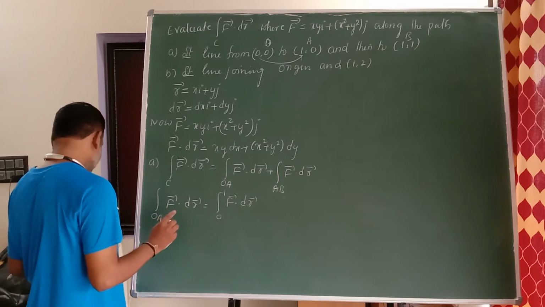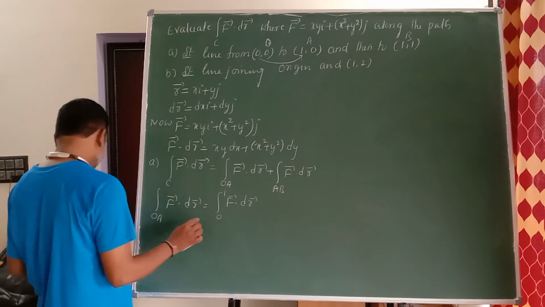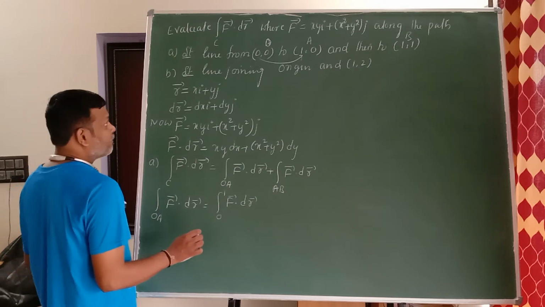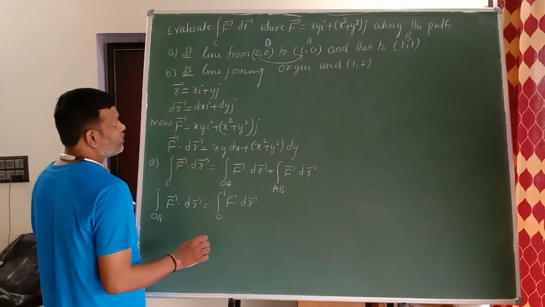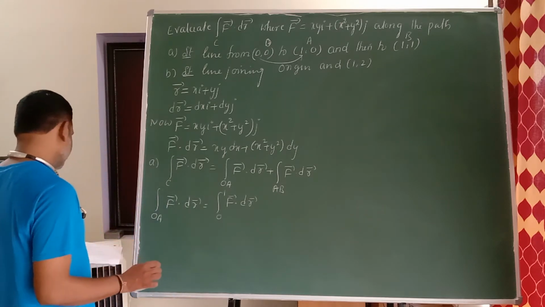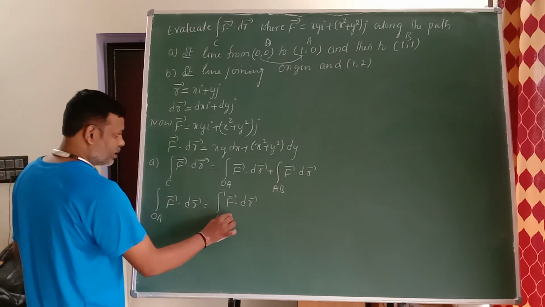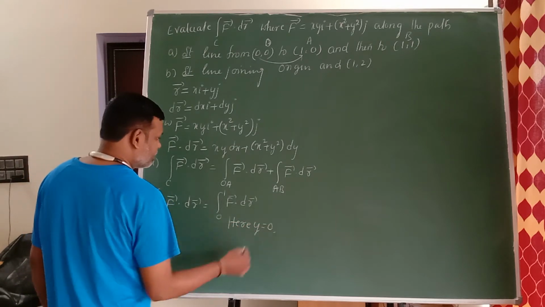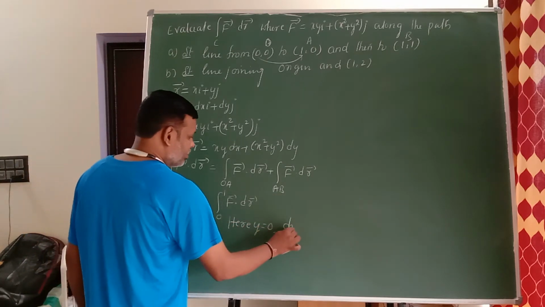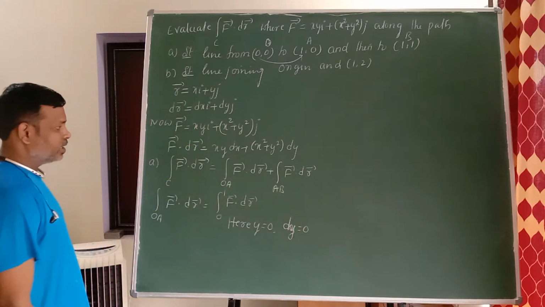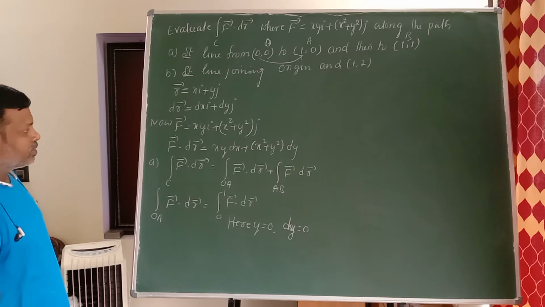Here the value is y equal to 0. Obviously dx is equal to 0. Am I right? So x is equal to 0, y is equal to 0, then dx is equal to 0 obviously. Here have a look: y is equal to 0 and dx is equal to 0. Then dy is also 0. When y is equal to 0, dy is also equal to 0.